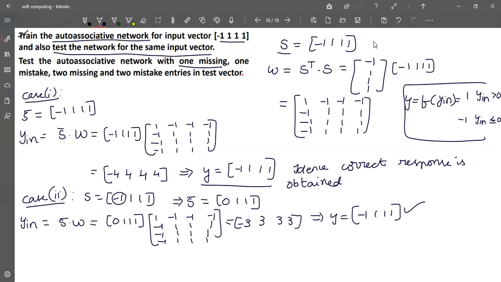Now, out of these four, we missed the first value, right? So now let's try with the second, third and fourth. Okay. Now let's miss the second value. Our initial input vector is -1, 1, 1, 1. And if I miss the second one, our input will become -1, 0, 1, 1. Now find y in.